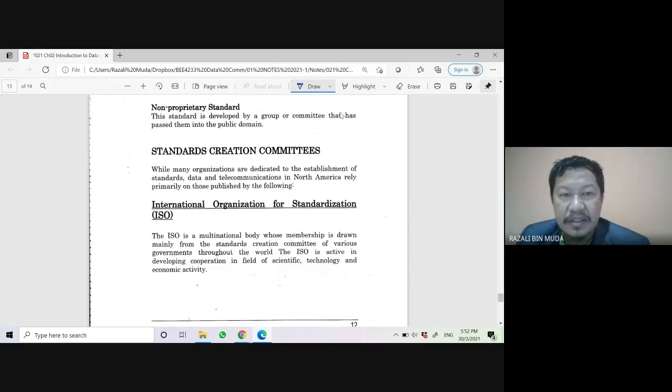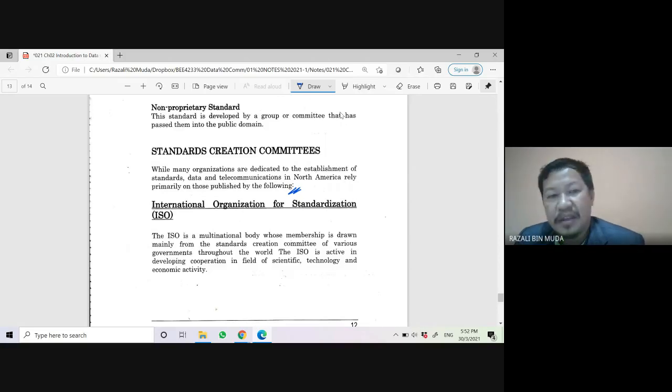Okay, standards. These are some famous standards. While many organizations are dedicated to the establishment of standards, data and telecommunication in North America rely primarily on those published by the following bodies.